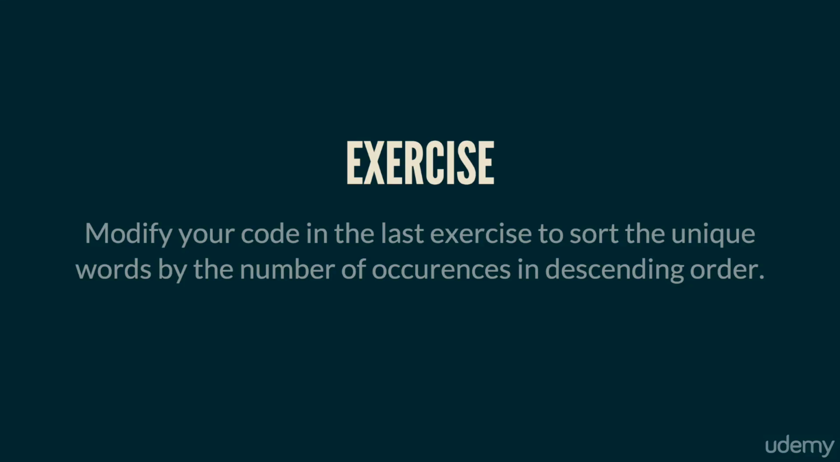In part 2, I'd like you to modify your code so that you can sort the unique words by the number of occurrences in descending order. Put another way, this is kind of like a histogram word count. So you want to list how many times each word has been found. Good luck, and we'll go through a solution in the next video.